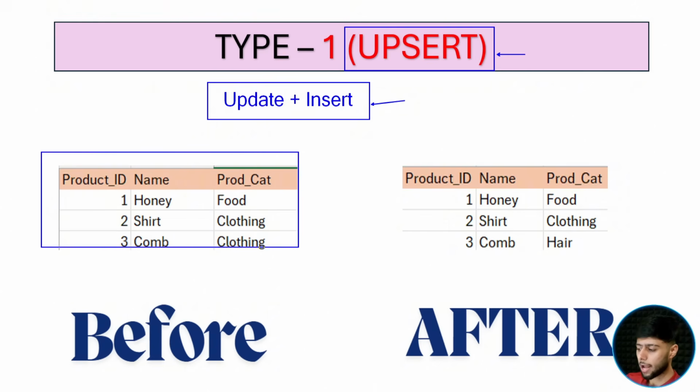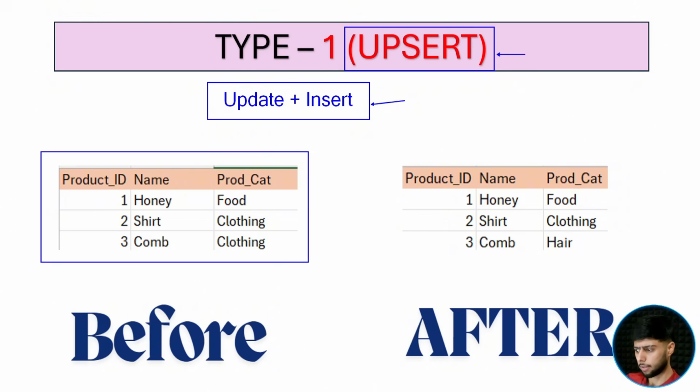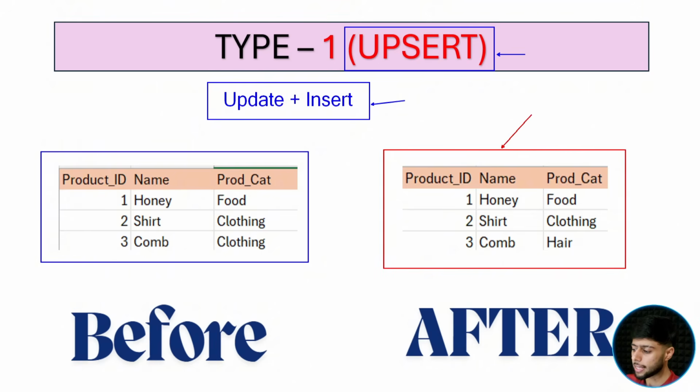So what happens? This is my product. This was our initial data: 1, 2, 3. Honey, shirt, comb. Makes sense. But next month we got this data. 1 is for honey, second is for shirt, 3 is for comb. That is fine. But if you check the product category, now they have changed it. Maybe they have just added one specific category that is for hair. Now you do not need to map your data with clothing.